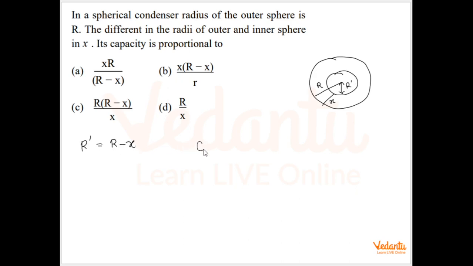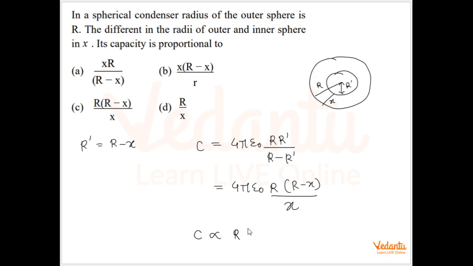Now, here capacitance of a spherical capacitor is given by the formula C is equal to 4 pi epsilon naught R dash upon R minus R dash. We substitute the values, my dear bachalo. It will be 4 pi epsilon naught into R minus X divided by X. So if you see, C will be proportional to R into R minus X divided by X, which is option C.